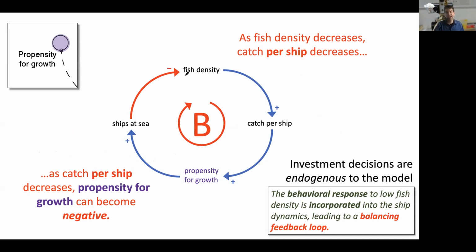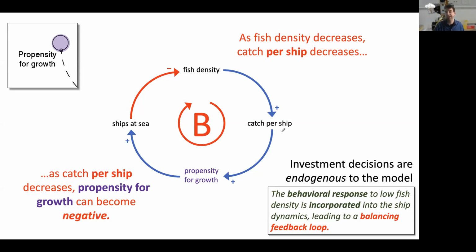As fish density increases, you get the same effect on catch per ship. You get the same effect on propensity for growth. So as fish density increases, ultimately the propensity for growth is going to increase, which is going to increase the number of ships at sea, but that is going to decrease the fish density. And so that decrease in fish density ultimately is going to slow this whole process down, so the number of ships should level off.